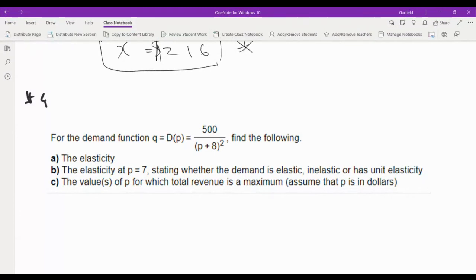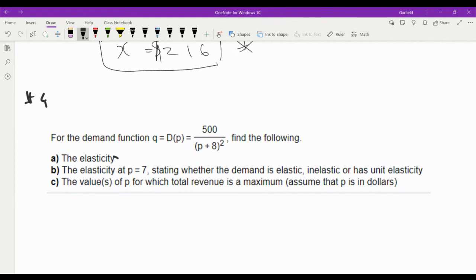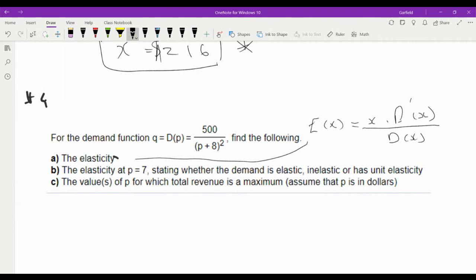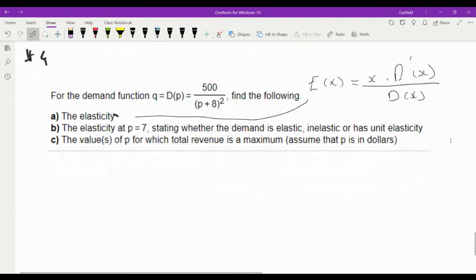Press on. Well, that's number 4. So as you can see, basically identical to the 2 previous problems. So we're going to find the elasticity, which is once again E of x, which is negative x times d prime of x over d of x, or p. So let's find the derivative. So we know d of x is equal to 500 over p plus 8 to the second power.